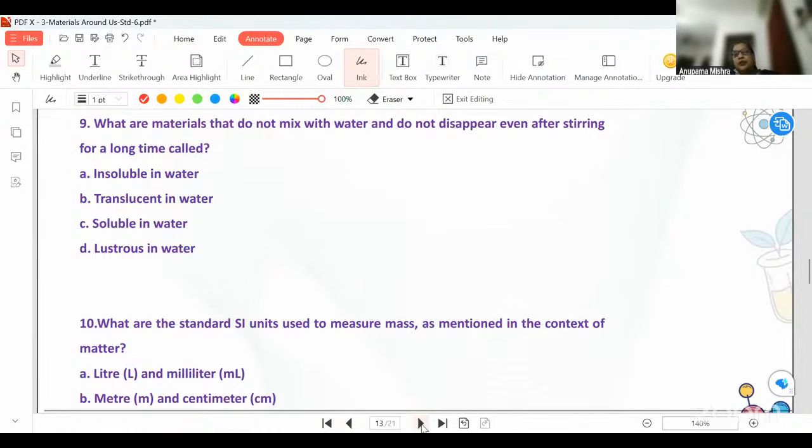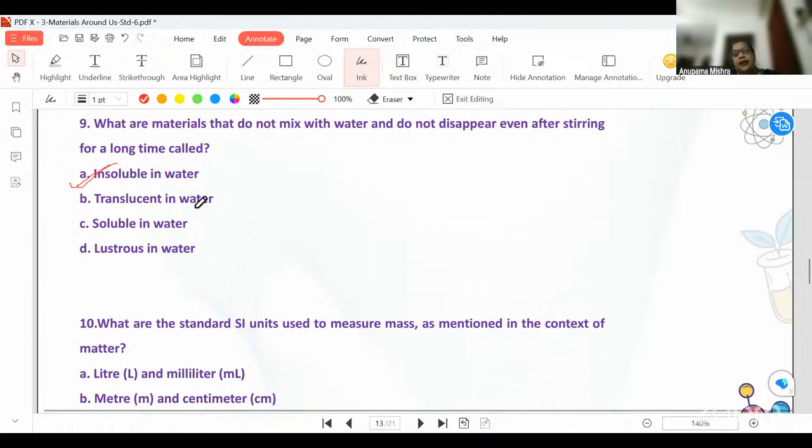What are the materials that do not mix with water and do not disappear even after stirring? This we had already discussed. Materials which do not mix with the water are called insoluble materials or insoluble substances. For a long period, if you are stirring and it is not going, what will be the answer? I think I told you the answer, insoluble. Yes, insoluble in water is called the substances which do not mix with the water and do not disappear after stirring for a long time.